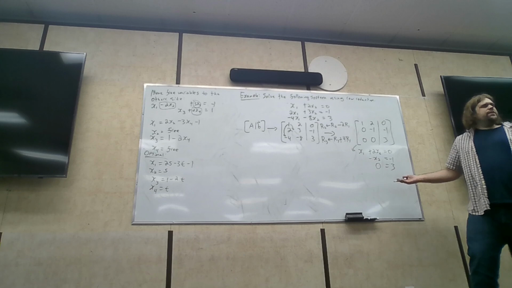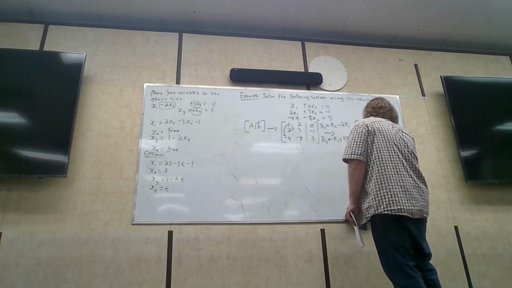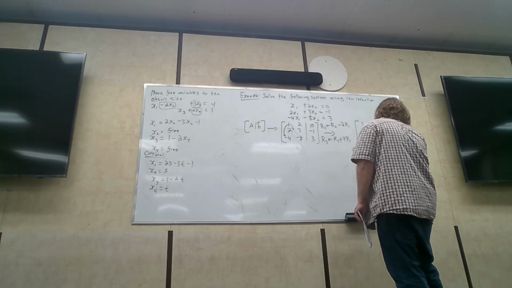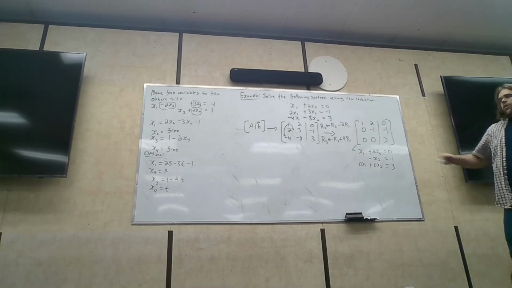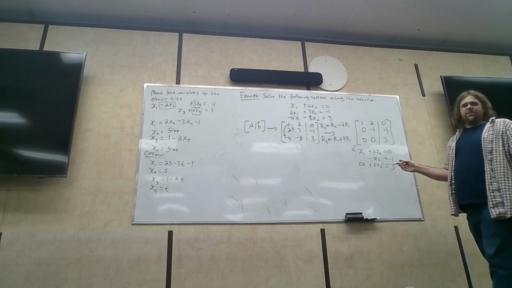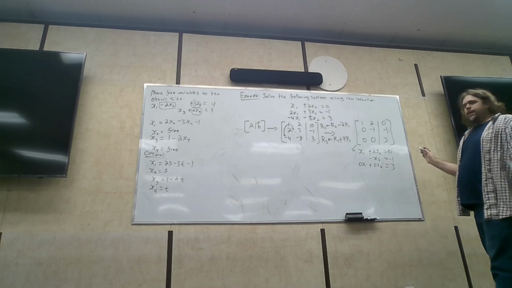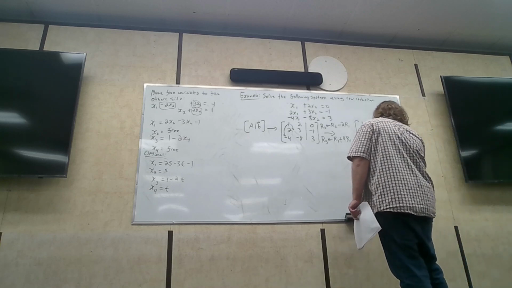That's nonsense, right? 0 equals 3, right? Really, it's 0x1 plus 0x2 equals 3. Nothing we could choose will make that true. Nothing at all, right? So we say this has no solutions. We don't need to keep going, right? This is already impossible. No solutions.